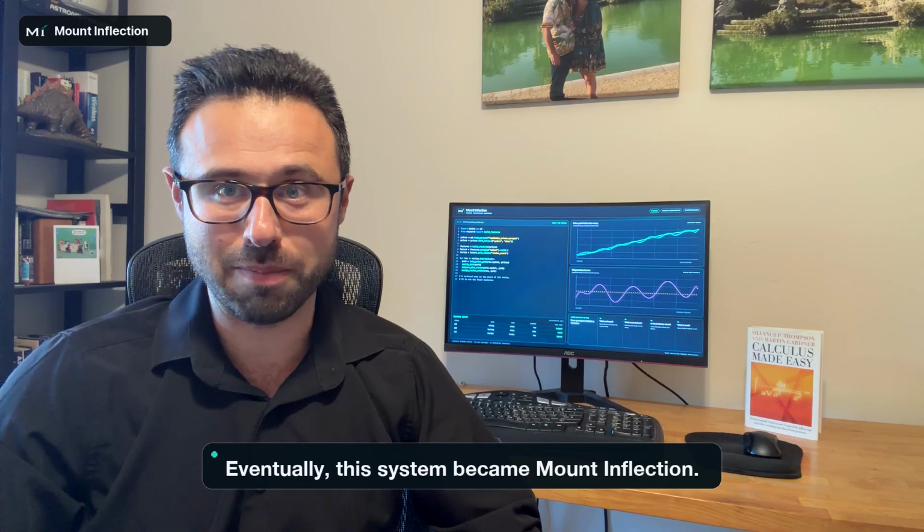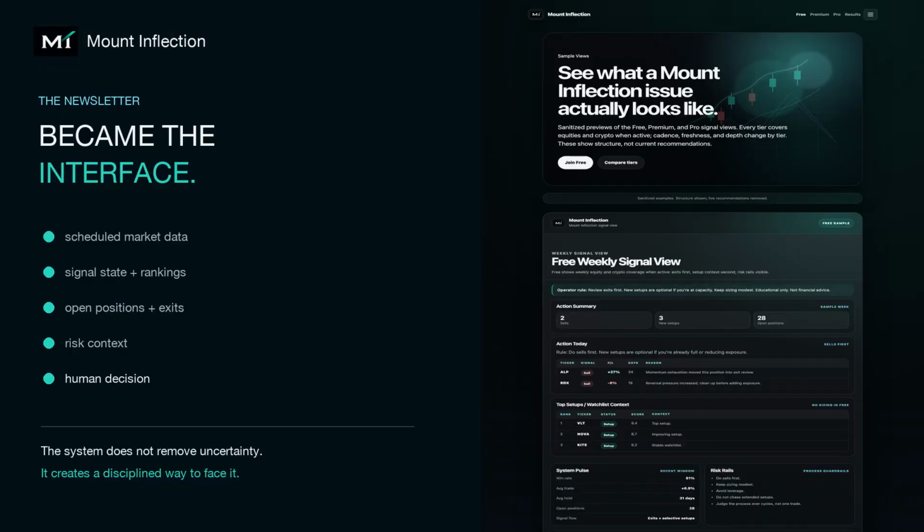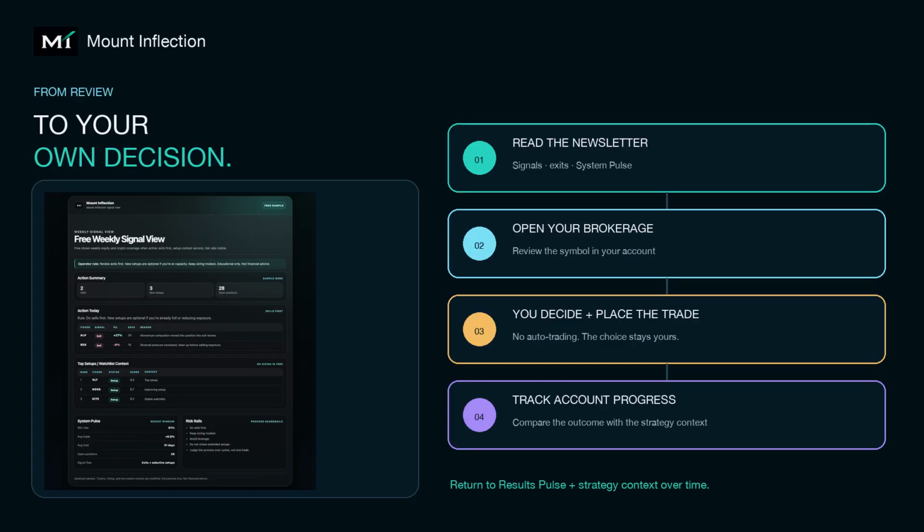Eventually, this system became Mount Inflection. The newsletter wasn't an original idea. It's just the interface to everybody. It's a way to take a large amount of scheduled market data, signal state, rankings, open positions, exits, and risk information, and compress it into a review that another person could inspect. The system does not remove the uncertainty involved in all of this. It just creates a disciplined way to face it.